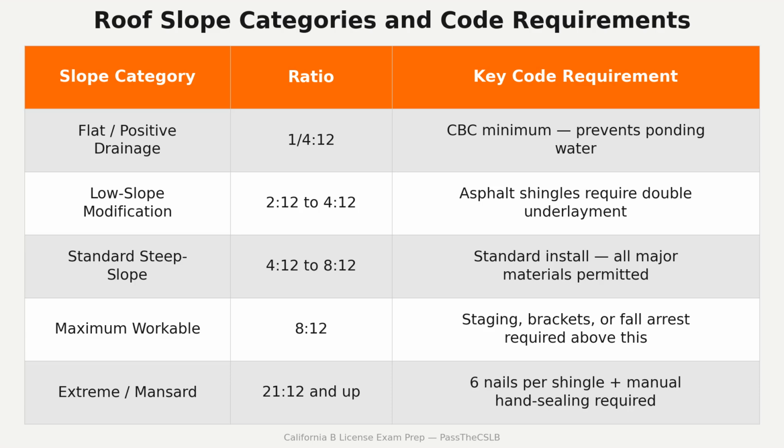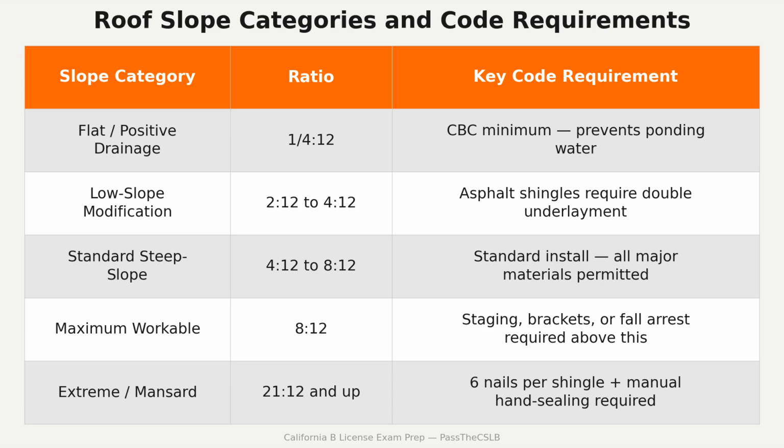4 to 12 is the standard minimum for asphalt shingles under normal installation without modification. That is the most directly testable slope number for shingle roofing. Below it, you are in modification territory. At it and above, standard protocols apply. 8 to 12 is the walkability limit. At approximately 33.7 degrees from horizontal, most workers lose reliable footing. Above this threshold, you must deploy roof brackets, specialized staging, or continuous personal fall arrest systems before anyone steps onto the surface. 21 to 12, Blackjack, is where the physics of standard shingle installation stops working.